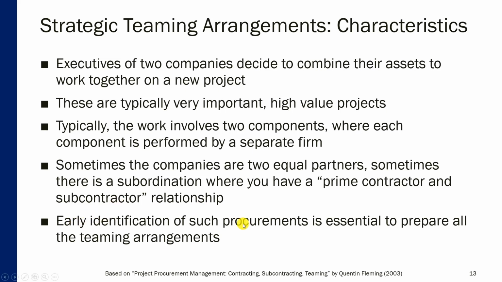Also, early identification of such procurements is essential to prepare all the teaming arrangements. It's always difficult for two companies to cooperate because they have different goals, different processes, different policies. Personally, I've been on a lot of partnerships that sounded perfect in theory. It was like a match made in heaven. We need to cooperate. But when you actually get to all those little details about who will pay what, who is responsible for what, that's when things get ugly, and sometimes you just feel there's no way this partnership can work. Yeah, it sounds profitable for both parties, but it's not going to work.